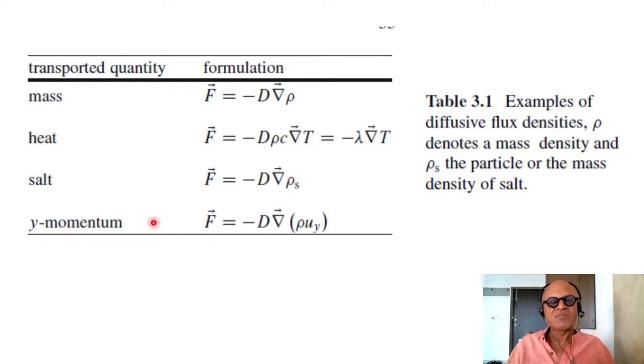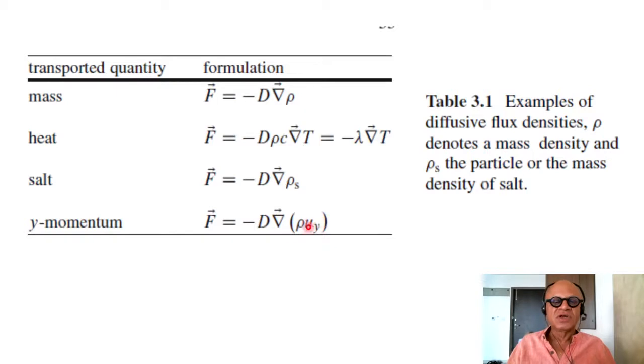And the y momentum, for example, if you have zonal winds and meridional winds, and the meridional gradient is given by du/dy, or u as a function of y, then the diffusive flux in the y direction is minus D times the gradient of rho u_y. Okay, so we will see what this means later on.